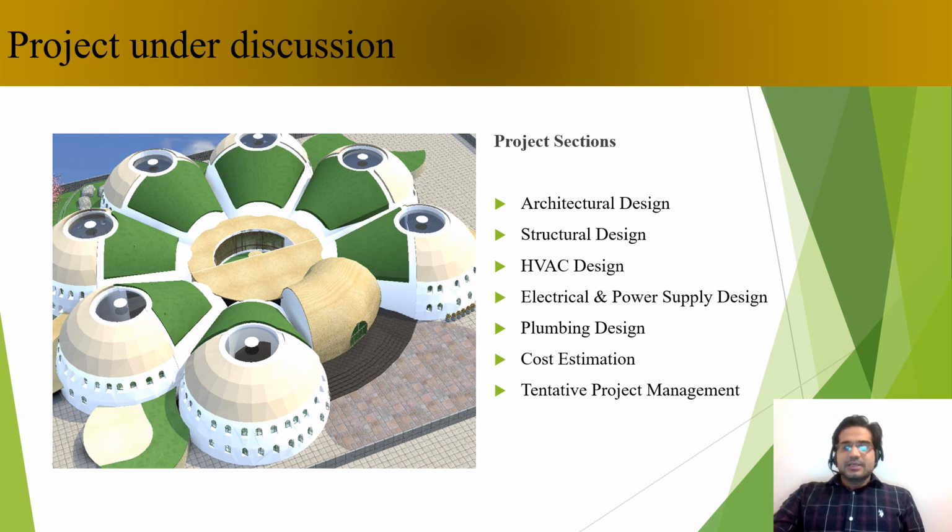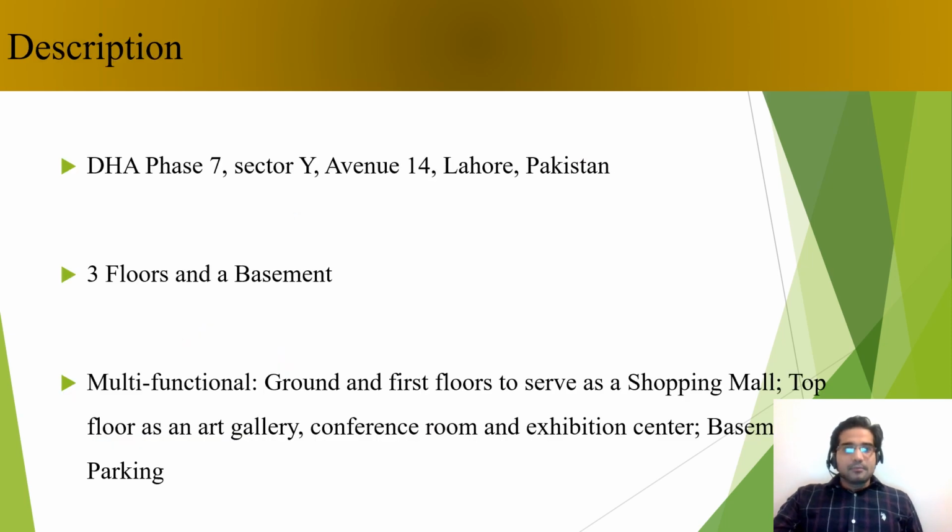As with any project, the project sections are architectural design, structural design, heating, ventilation and air conditioning design, which is more specifically the mechanical design, electrical and power supply, then plumbing, cost estimation, and project management, of course. But I am going to discuss only the architectural design and structural design. These two aspects I am more concerned about. Let us see how we can use these two aspects to design a building which can be rated as green. The description of the project is really important.